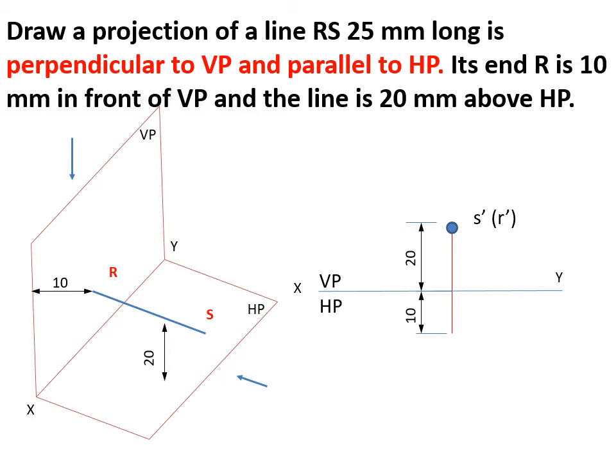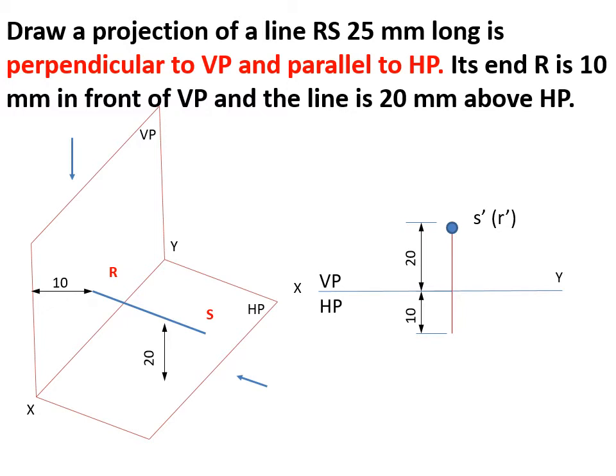The representation of the front view is S dash R dash. Being invisible or hidden, R dash should be in the bracket. So the front view is completed as S dash and R dash: S dash is visible as a point, R dash is invisible. In the top view, R is 10 mm away from VP, and you can see the entire line RS.